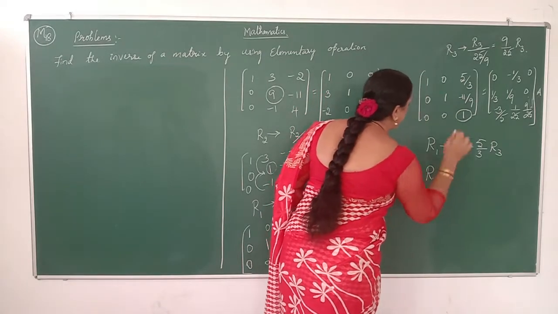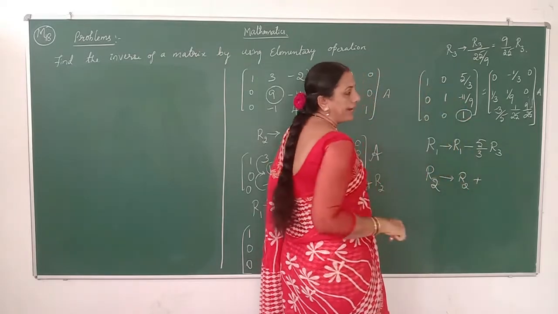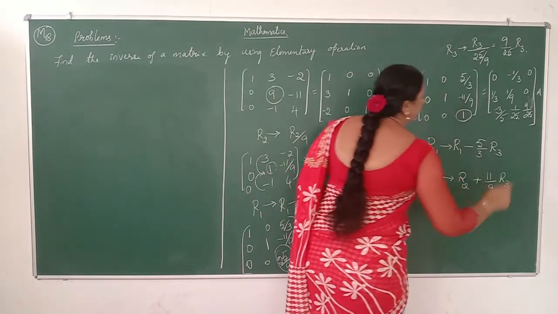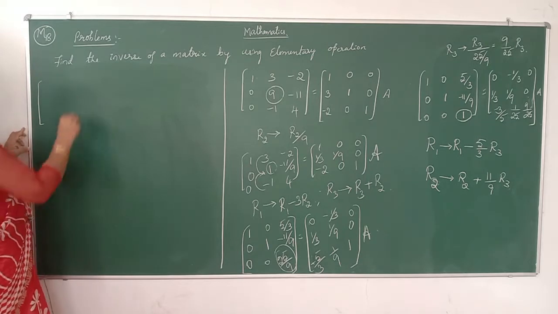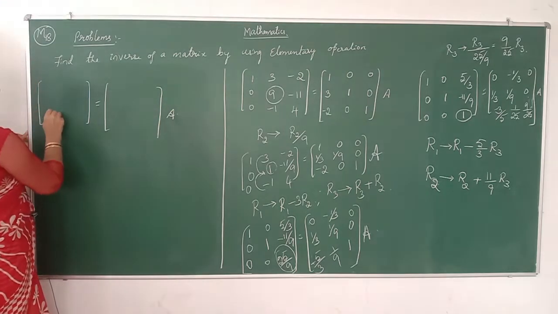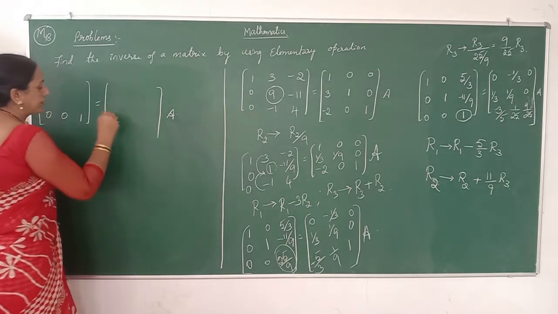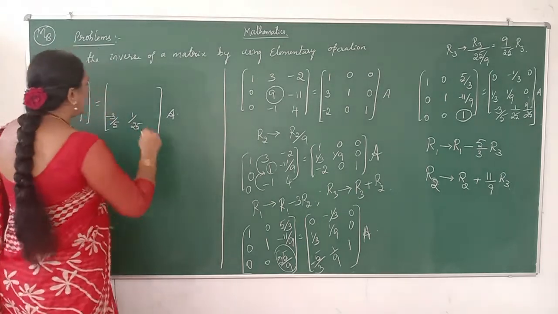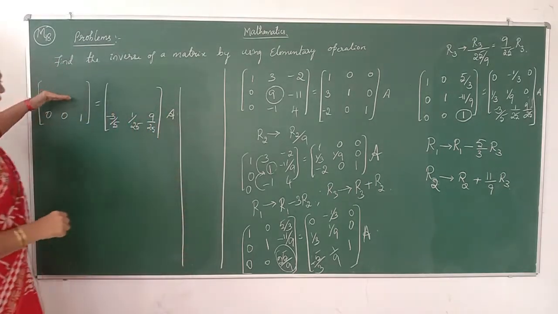Similarly, R2 changes to R2 plus 11 divided by 9 of R3. Already negative, so it becomes adding. R2 plus 11 divided by 9 of R3. Therefore, the third row continues with the same elements on both LHS and RHS. The third row is 0, 0, 1, and on the right hand side is minus 3 divided by 5, 1 divided by 25 and 9 divided by 25. Then we'll operate on the first and second rows.